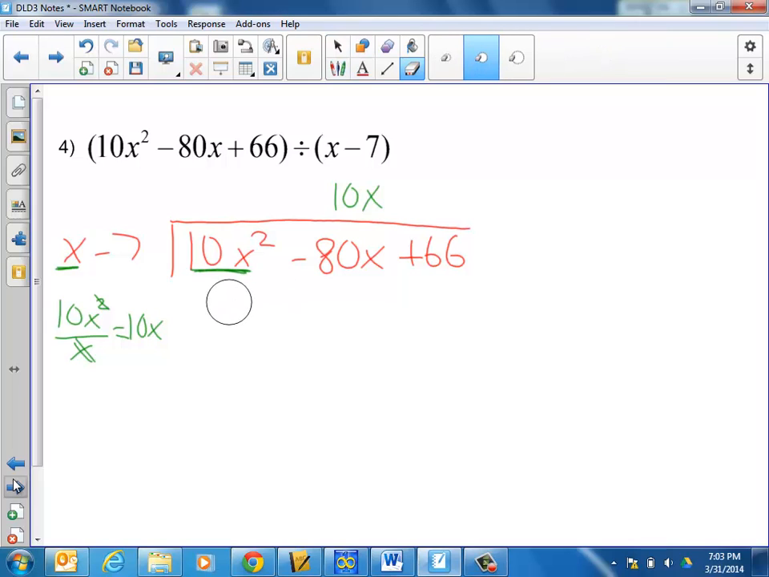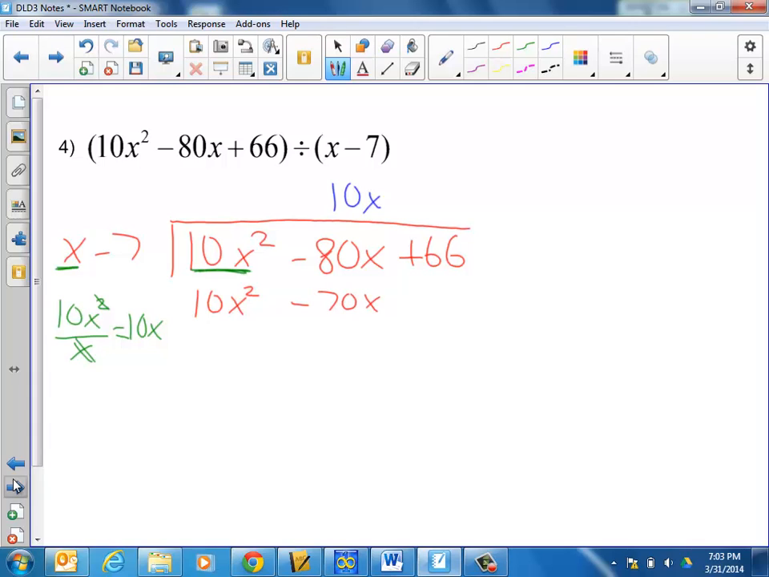Actually, let me change a couple of my colors here. Blue is what we need for our final answer. And red is going to be mainly the mechanics of us solving this out. So 10x times x gives us 10x squared. But you've also got a negative 7 here. 10x times negative 7 gives you negative 70x.